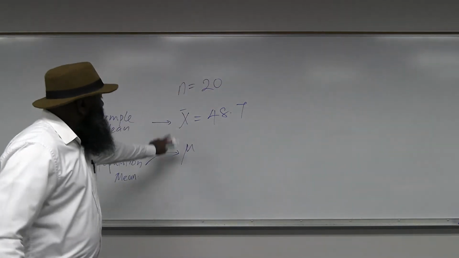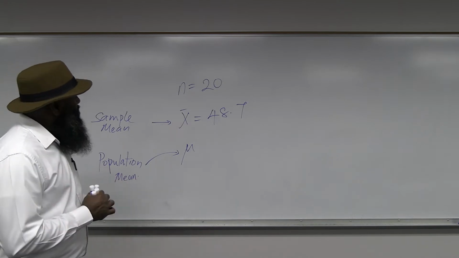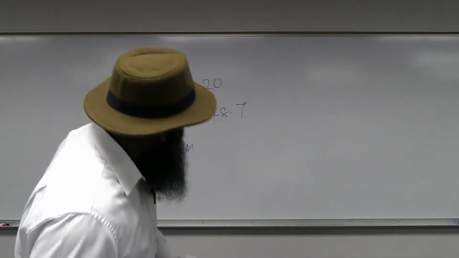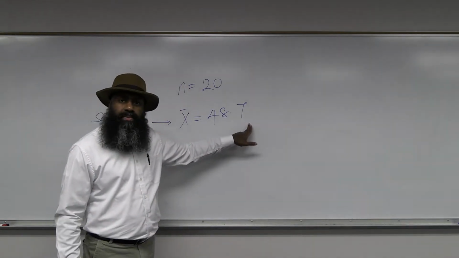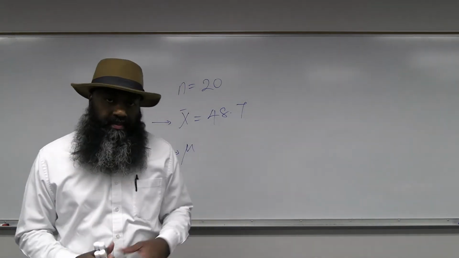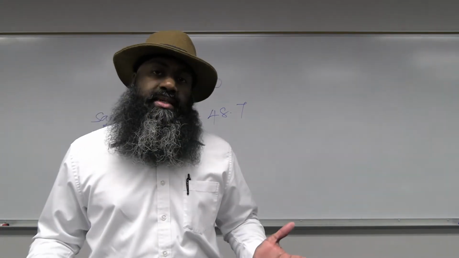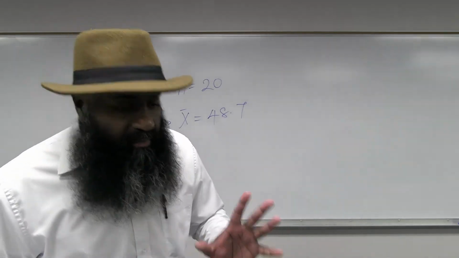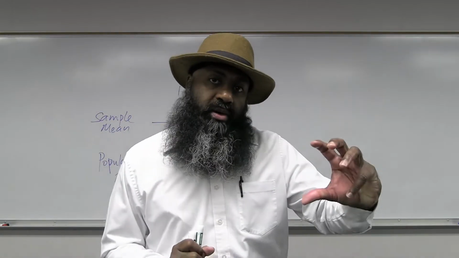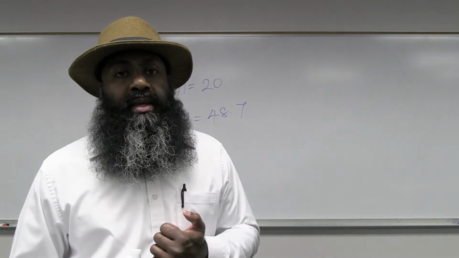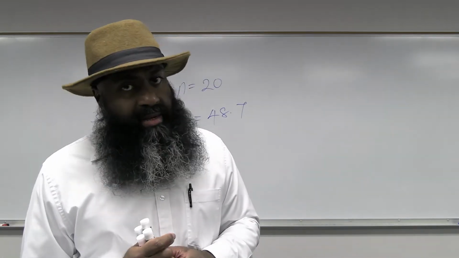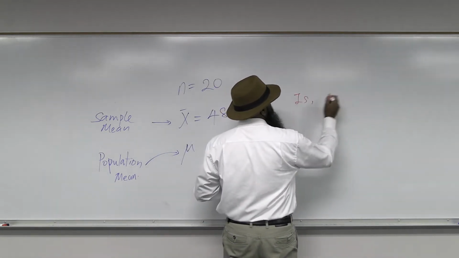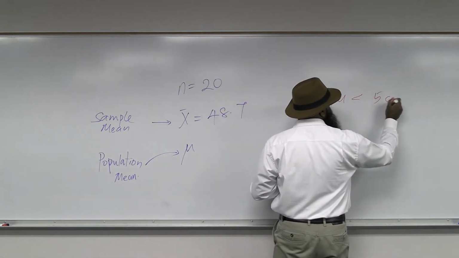But does it actually say that our mu is perhaps lesser than 50? Because my x bar is 48.7, which is lesser than 50. But is that really the case? Now, if I take another sample and calculate the sample mean, will that sample mean also be lesser than 50? We don't know that. But we would like to answer this question. Is mu lesser than 50?